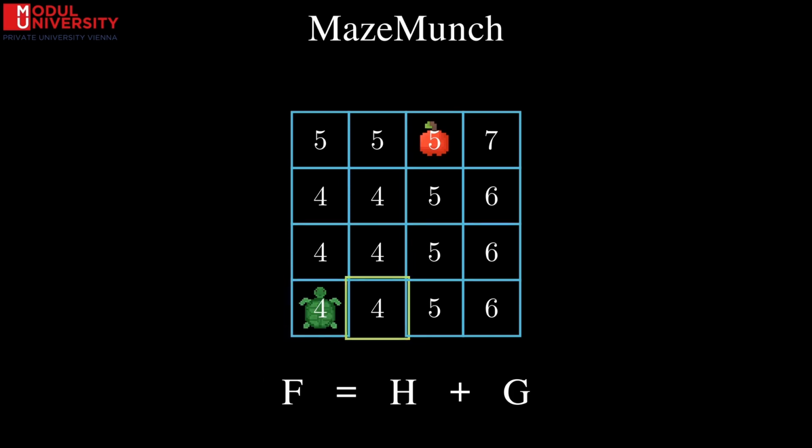The algorithm calculates costs of nodes until it reaches the destination. Once the destination node is reached, the path is created by reversing the linked list of nodes.